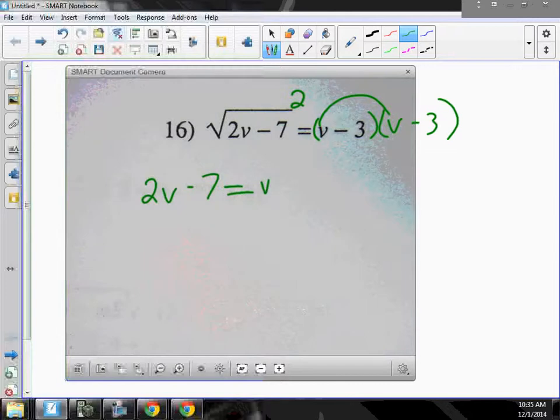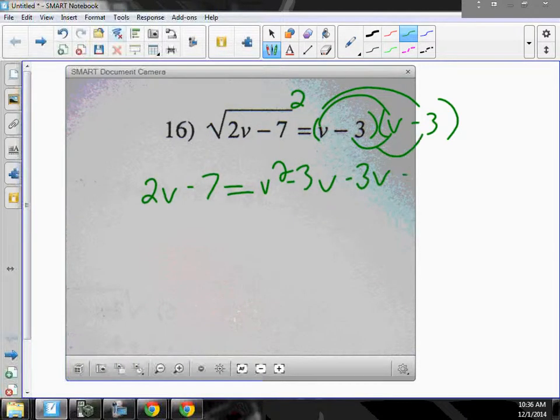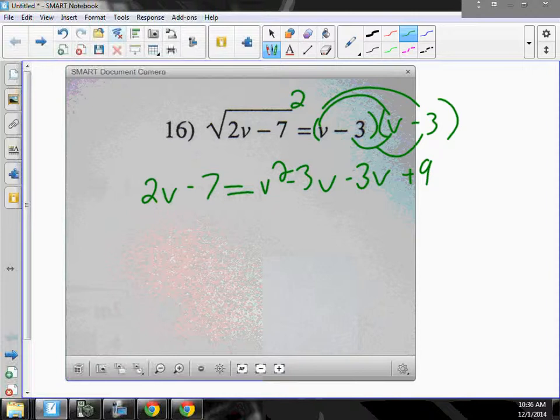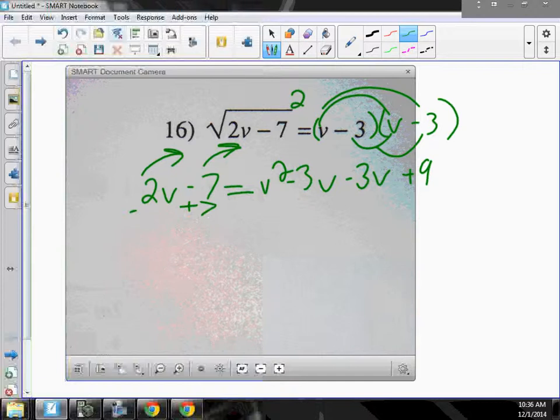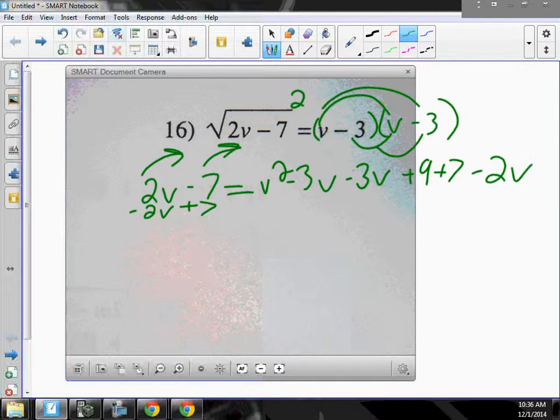That would give me v squared minus 3v minus 3v plus 9. For the rest of this problem, do I want to separate the v's and the numbers, or do I want to get them all on the same side? On the same side, because this is a quadratic, we have a v squared. So I need to move these two over. So I will add 7 and subtract 2v. Add 7 and subtract 2v. The left side is 0.